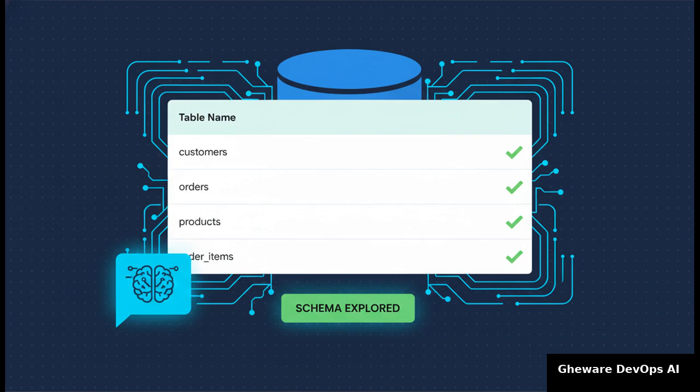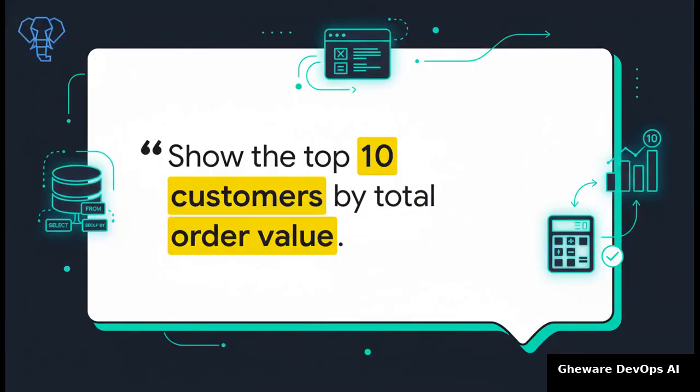And from here, you can just keep digging deeper. You could ask, show me the columns in the customers table, and continue exploring your entire database just by talking to it. Okay, let's level up. This is a real business question. And notice, it's not just about fetching data, it requires some serious calculation. To answer this, the AI has to look at all the orders, group them by customer, add up the values, and then sort everything to find the top 10.